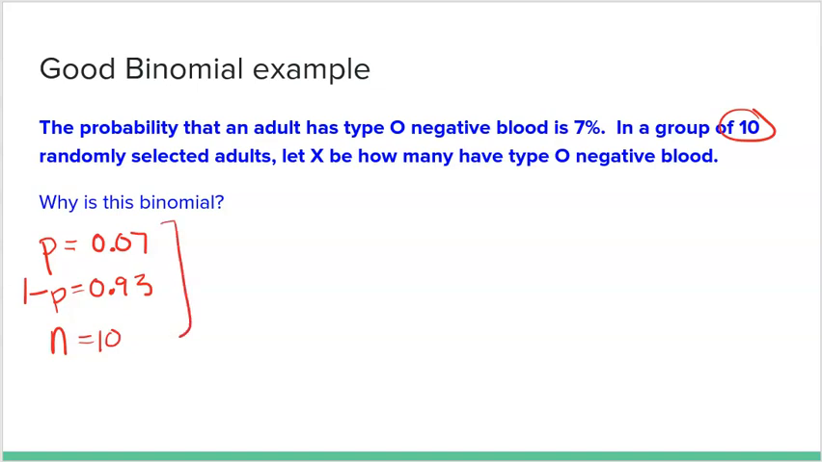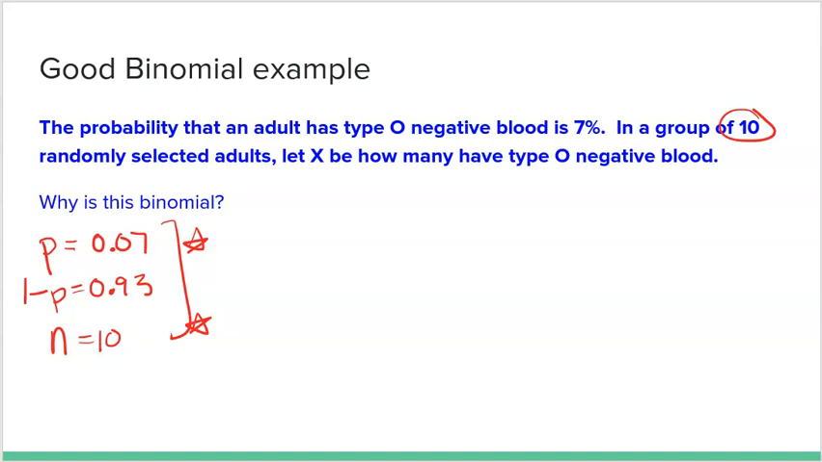Now that those things are met, I was given success, I was given my trials. Now we have to make sure that, A, on any given person, they either have type O negative blood or they do not. Now, do not could incorporate many different blood types: A, AB, A positive, B negative, even O positive. Okay, that's great. But I'm simply identifying each person as success, you have O negative, or failure, you do not. 7% versus 93%. If I look at it that way, I could check off that qualification.